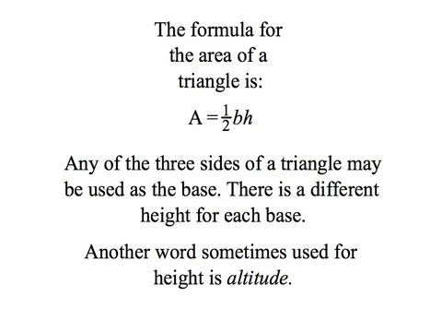The formula for the area of a triangle is that the area is equal to 1/2 the base times the height. Any of the 3 sides of a triangle may be used as the base. There is a different height for each base. Another word sometimes used for height is altitude.